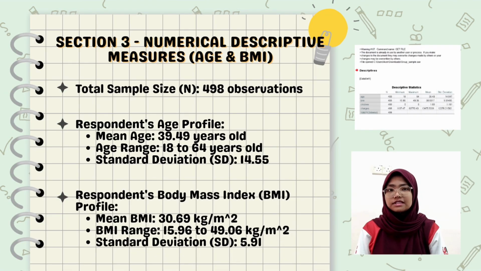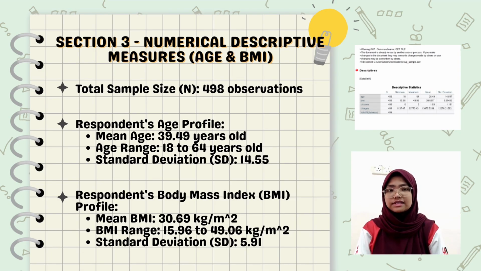I will be presenting section 3 of our report, focusing on the numerical descriptive measures for two primary variables, age and BMI. As shown on the slide, based on our SPSS output, a total sample size of 498 observations was utilized for this analysis. First, let's look at the age profile of our respondents.